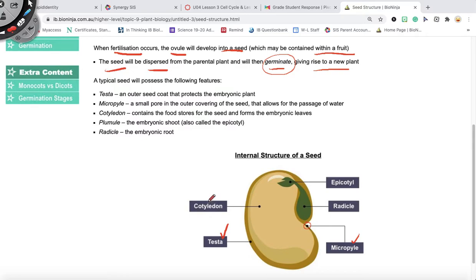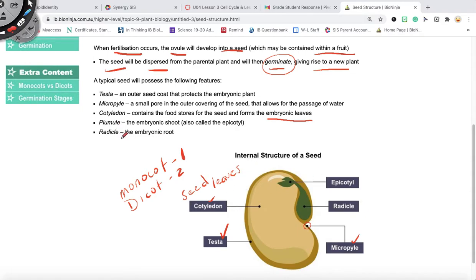Then we have the cotyledon. The cotyledon is what contains the food storage for the seed, and this is where the embryonic leaves are going to arise. So when we think of the cotyledon, we think of seed leaves. And you've heard of the term monocot, which means one seed leaf. And you've heard of the term dicot, which means two seed leaves. So pretty much that tiny little seed that's going to form here, and I'll draw a picture in just a minute showing you what it would look like, is the cotyledon.